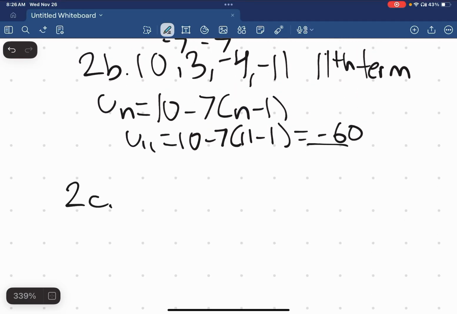2c, we're given a variable this time, just like earlier in exercise 1, and we're asked to find the 17th term.